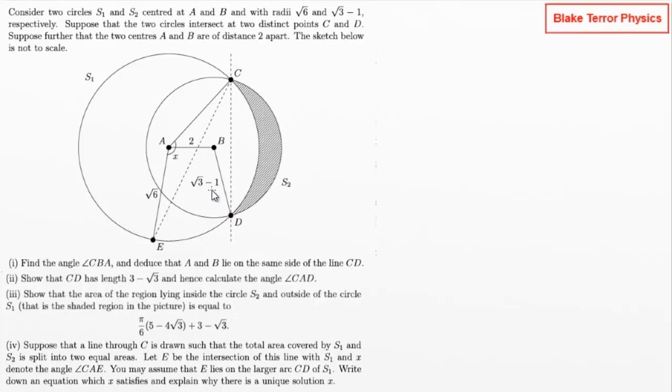Explain why there is a unique solution, x. So we have worked out the area of the whole eyeball. So we know that the total area is equal to the area of the big circle, so pi r squared, so that's 6 pi, plus that area that we worked out in the last part of the question. So we've got 6 pi plus pi over 6, 5 minus 4 root 3, plus 3 minus root 3. So we've got that as a total area.